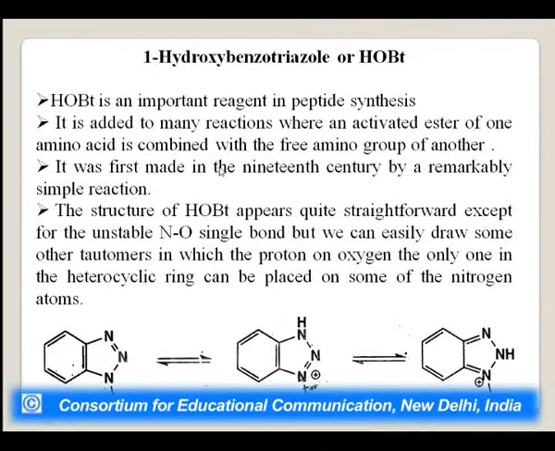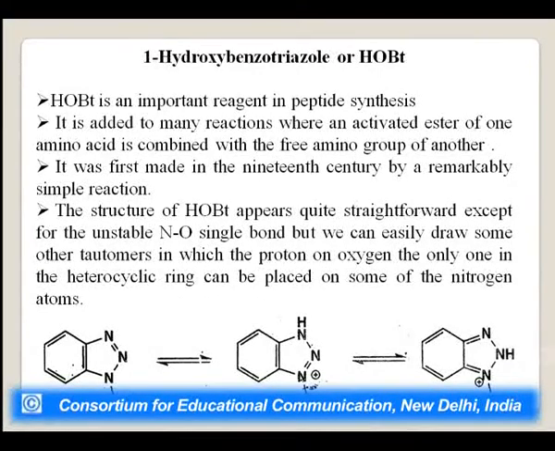The structure of 1-hydroxy benzotriazole appears quite straightforward except for the unstable N-oxygen single bond. But we can easily draw some other tautomers in which the proton on oxygen, and the only one in the heterocyclic ring, can be replaced on some of the nitrogen atoms. So, here you can see the tautomerism.